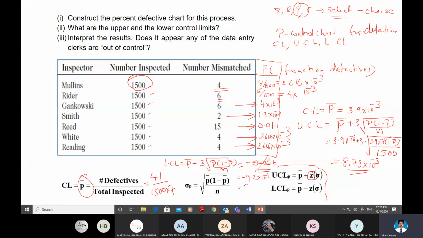Since we get a minus sign, we take it as 0. The lower control limit becomes 0. Whenever you get minus, it becomes meaningless. That means the lower control limit will be equal to 0, and the upper control limit we already calculated.